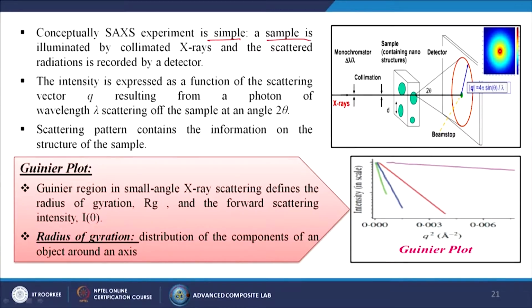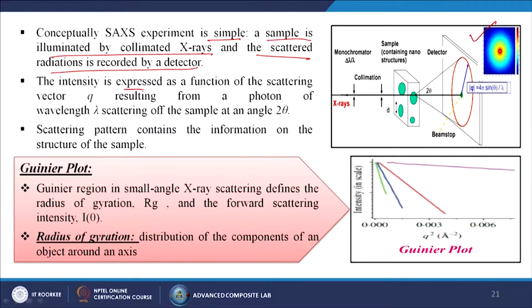Conceptually, a SAXS experiment is simple. A sample is illuminated by collimated X-rays and the scattered radiation is recorded by a detector. So, the monochromatic X-ray beam goes through collimation, this is the sample containing nanostructures, and then we have the detector, and it looks like this.